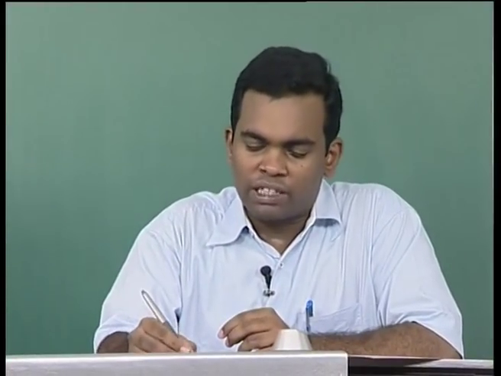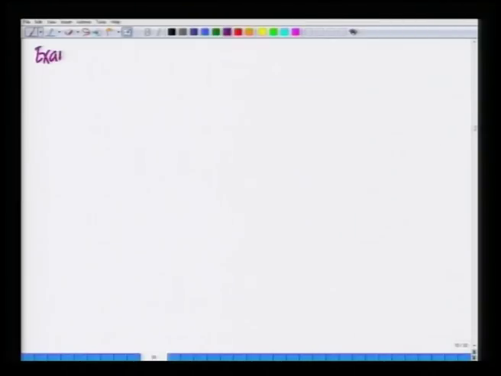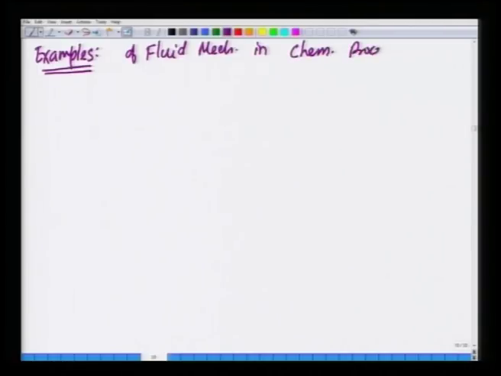So let me give you some examples of direct as well as indirect role of fluid mechanics in chemical process industry. Okay. So, first example is fluid transportation.